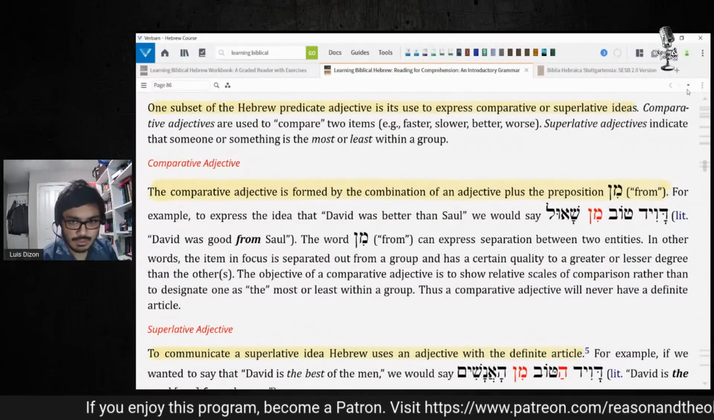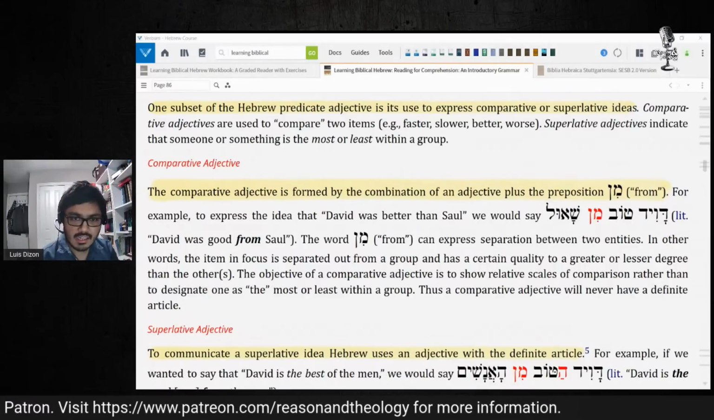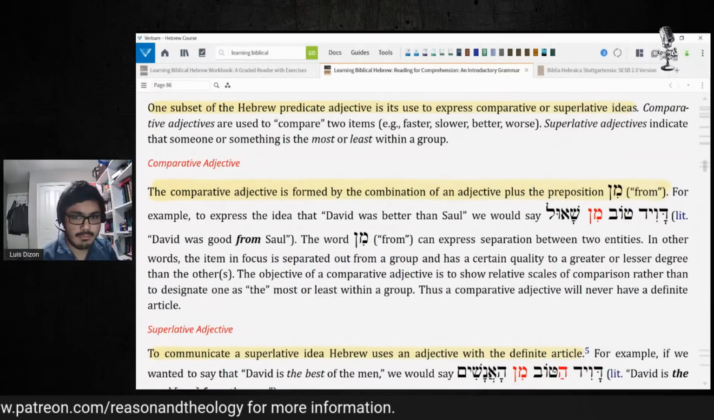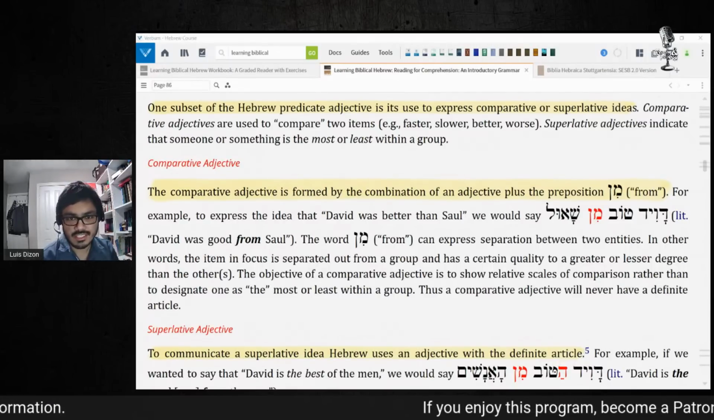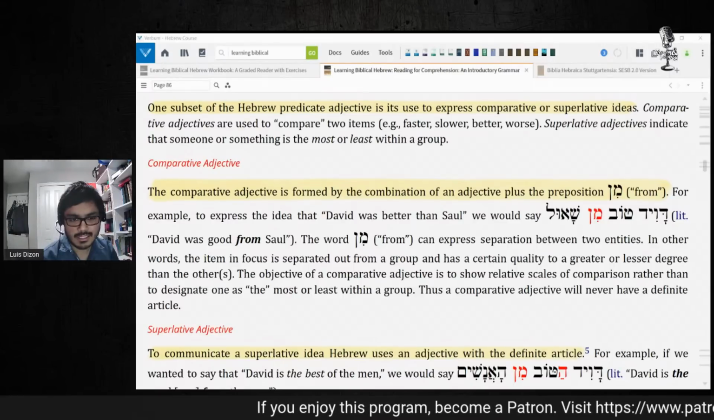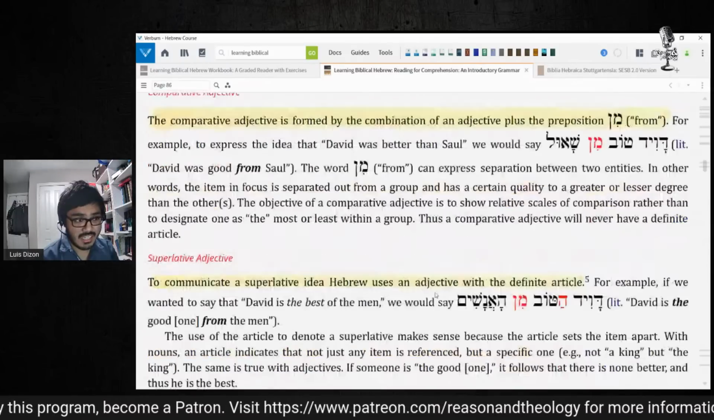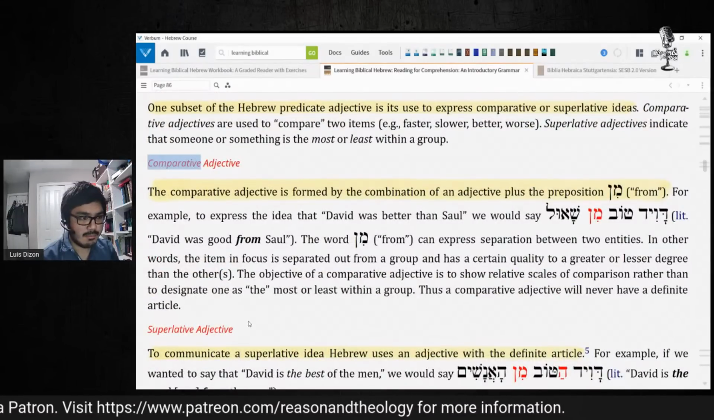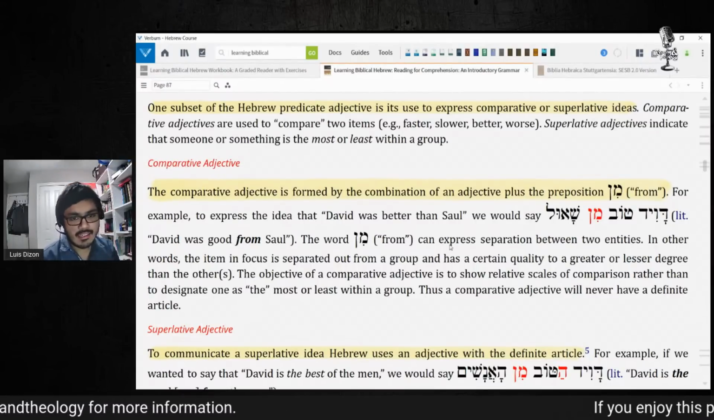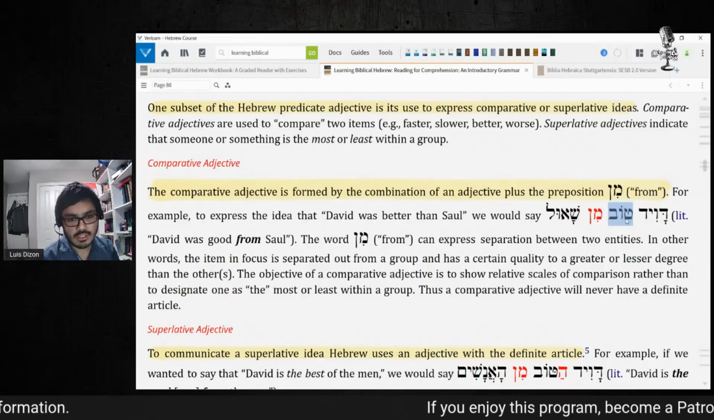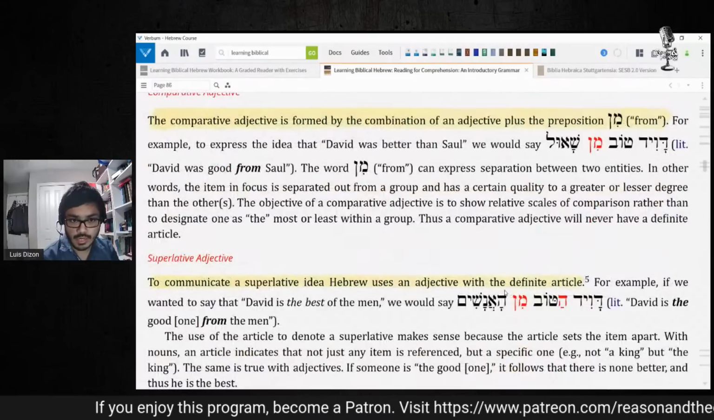So in English, we would say big, bigger, biggest, or good, better, best. Of course, in English, we don't say gooder and goodest. That would not be grammatically correct, but it's better and best. It's an irregular form. Fortunately, Hebrew is much more regular in how it shows the comparative and the superlative. So you don't conjugate the adjective the way we conjugate English adjectives. So there's no -er and -est.